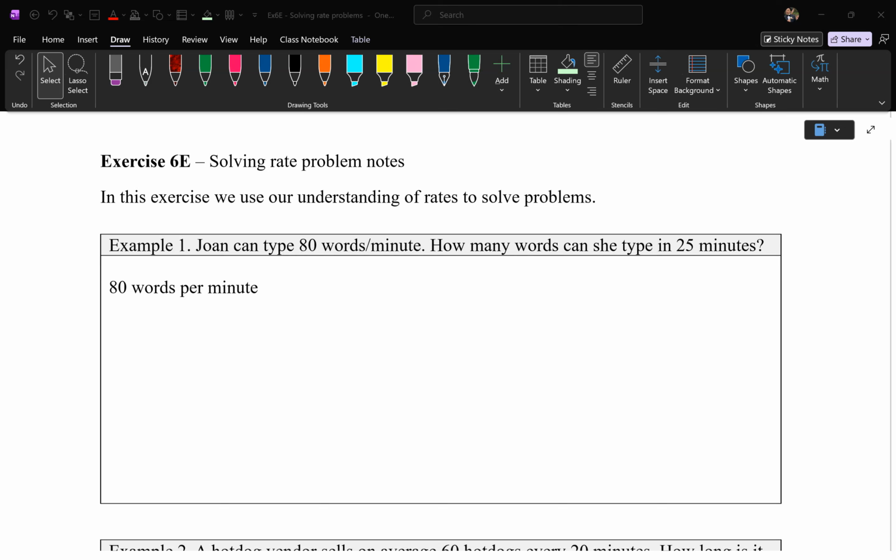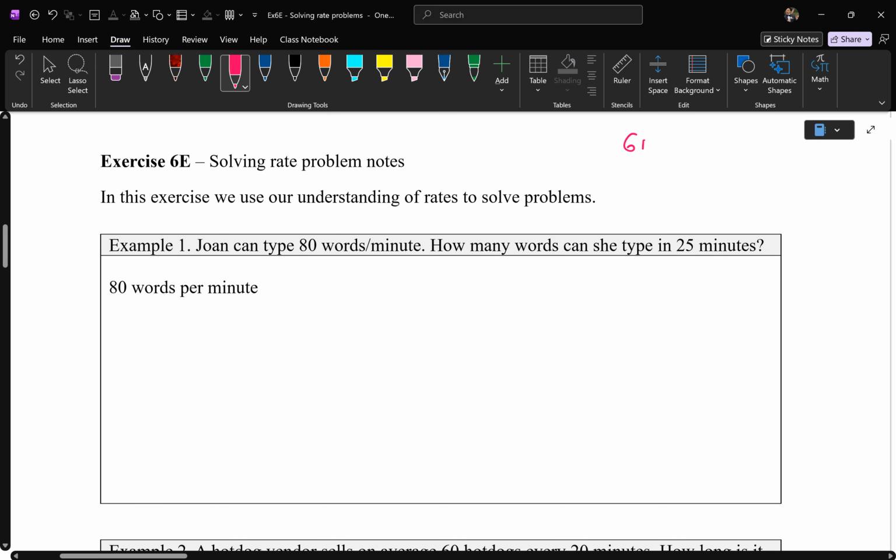Exercise 6E is the last exercise of chapter 6. Chapter 6 only had a couple of skills. So A and B was ratios. You just had to learn to simplify and then learn to use it to solve a problem, which is 6B. So if you're running short on time, focus on 6B and then do 6E. You can almost skip 6A.